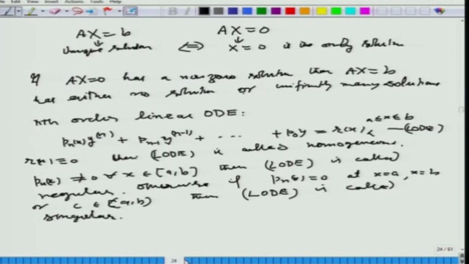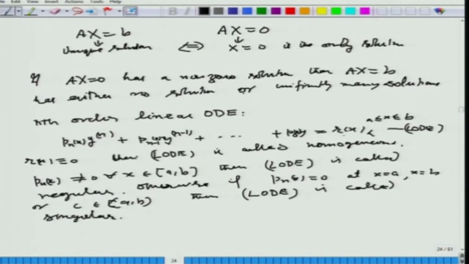Then, at the last point of the lecture, we stopped at the consideration of nth order ordinary differential equations, which was taken in this form: p n of x times the nth derivative of y, plus p n minus 1 times the (n minus 1)th derivative, and so on. All these p's are continuous functions of x, and they are the coefficients of the various derivatives, like p n is the coefficient of the highest order derivative. The highest order derivative here is n. So, that is why this is an nth order ordinary differential equation, and it is linear in all these derivatives.